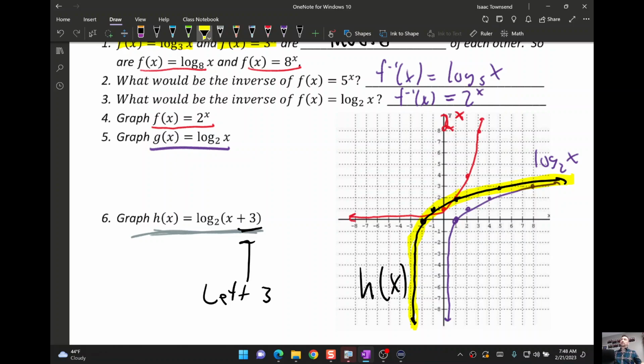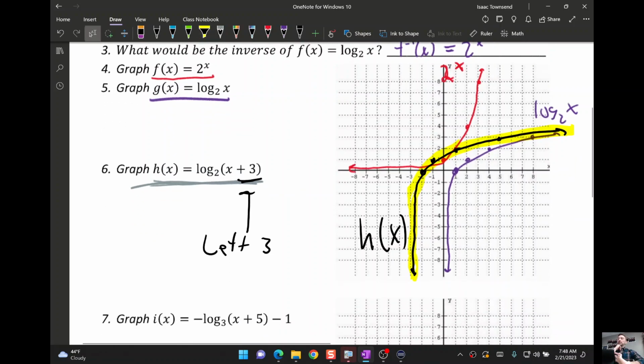So we still need to use our transformation rules. We have to remember what inverse functions look like, and we have to be able to graph basic exponential functions. But if we can do that, then this is really just connecting those different pieces together and not so much something that's completely new.